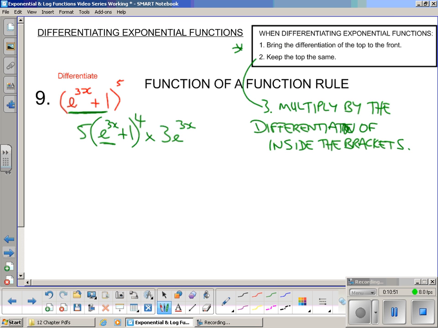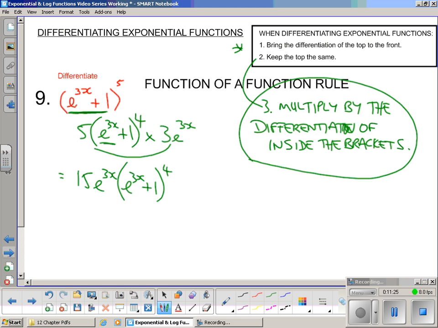of inside the brackets. So we could neaten this up just a little bit by bringing the 3e to the 3x out the front. Both the 5 and the 3e to the 3x are multiplying by this bracket, so we could have in the end 15e to the 3x, and then our bracket e to the 3x plus 1 to the power of 4. So it's a function of a function rule, a bit like you've done previously, whereby we treat the bracket as an x and process that. Then we've got to add that third step of multiplying the whole thing by the differentiation of inside the brackets. Okay.